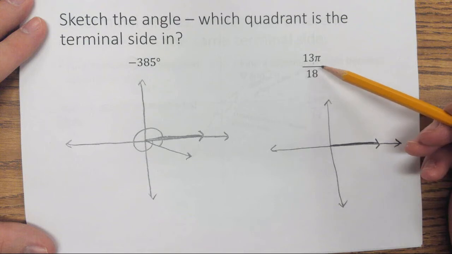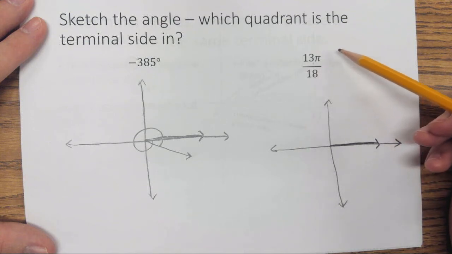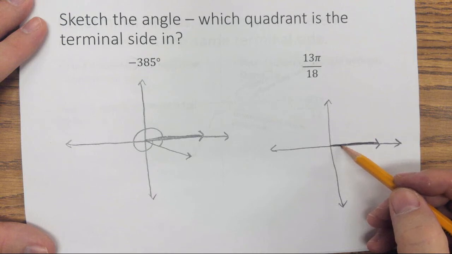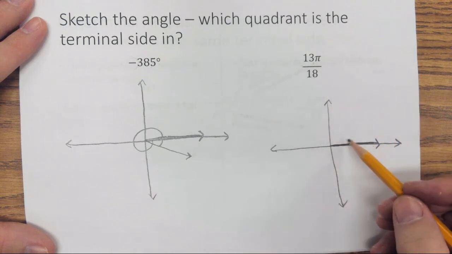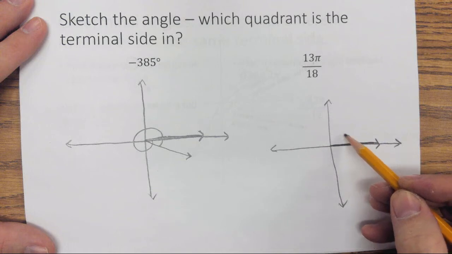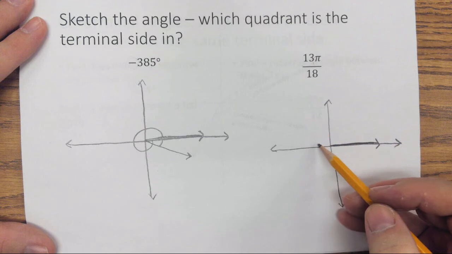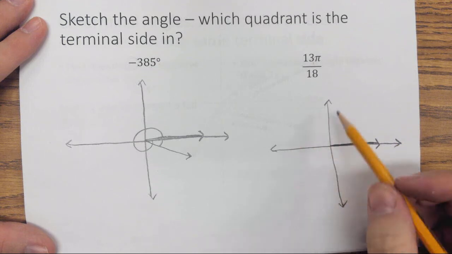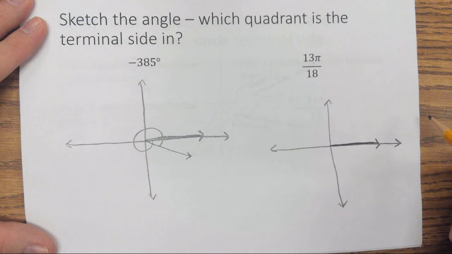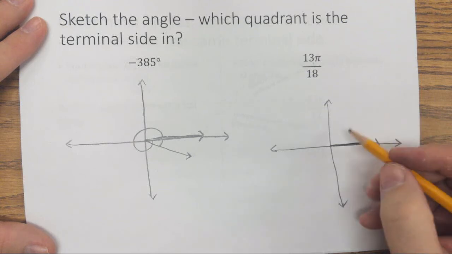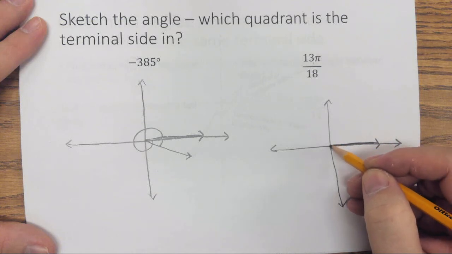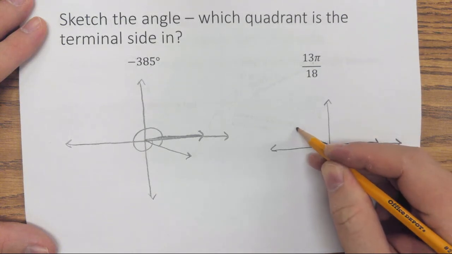I also know that as far as radians go, 180 degrees is equal to 1 pi. 2 pi is 360, 180 is 1 pi. So if I was going all the way to 1 pi, then I would be right here on this line. But I'm going a little bit less than that. 13 pi over 18, again, this is just a sketch, so it doesn't have to be exact.